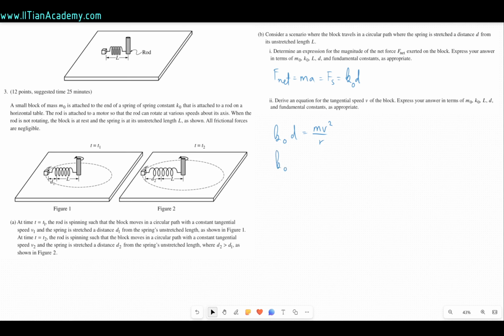So we know k0 and d. We know our mass is m0, our speed will be v squared, and our distance is our length plus the d. So we need to consider the radius of the circle that the block is moving in. We can rearrange for v to find that this is the square root of k0 times d times l plus d, divided by m0.